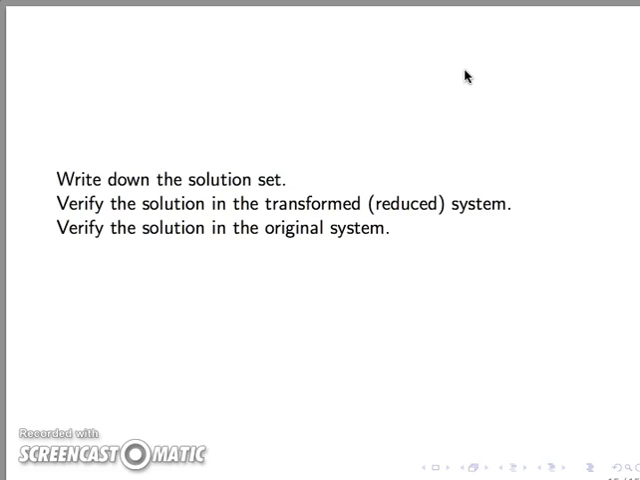You will end up with a value for x1, a value for x2, and a value for x3, and those values will determine the values that belong to the set of solutions, the so-called solution set. So verify that those values are the solution of the transformed system. The transformed system is going to be referred to as the reduced system, and also verify that those values satisfy the equations of the original system. Thank you.